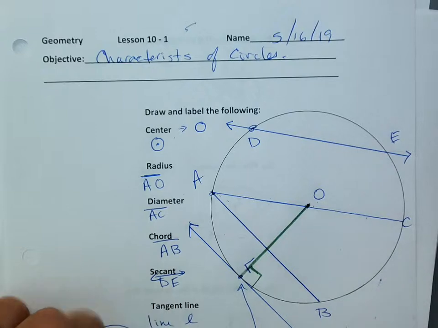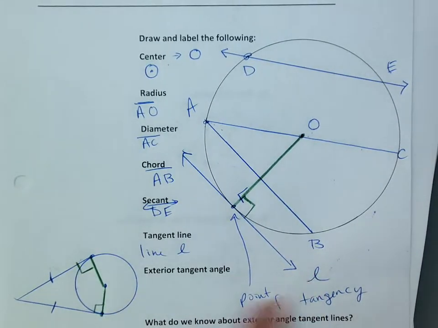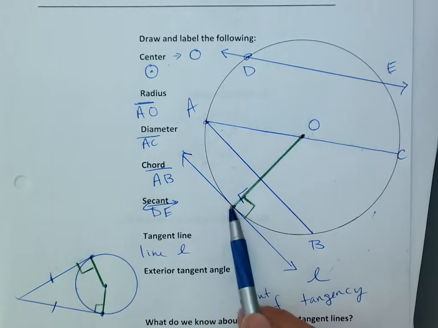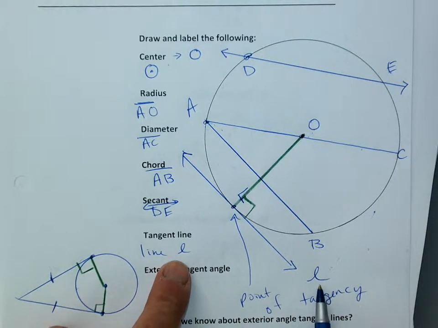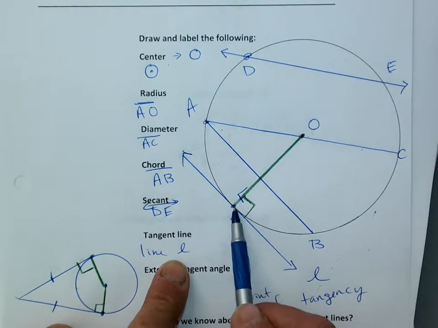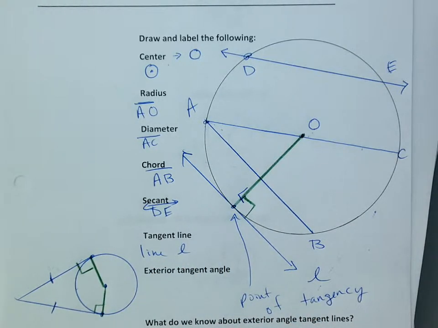And then finally a tangent line. A tangent line is an outside line that skims the circle. It just skims it, hits it in one point. So if it hits at one point, it hits it right here. We call line L my tangent line. Where it intersects, that point is called the point of tangency. Okay, thumbs up, easy.